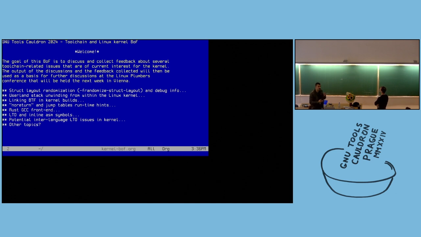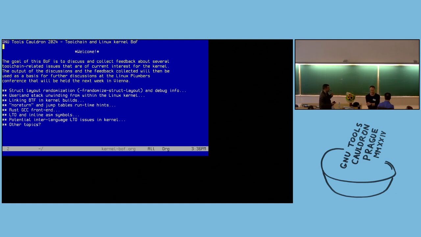And then since Plumbers is next week in Vienna, in a few days, we can also collect feedback so we can continue some of those discussions there that we start here. Okay. So those are some of the topics that we thought would be interesting. We know for a fact that on the kernel side there is interest in discussing those topics. So how do you want to proceed? Of course, if you have any other topic that you want to raise, now is the time. I don't think we will have time in 1 hour to go through all of this.